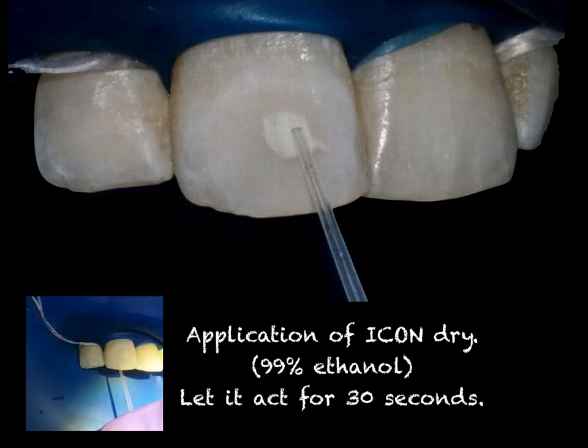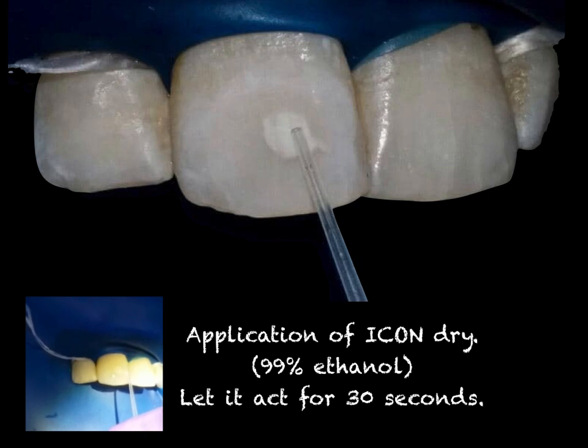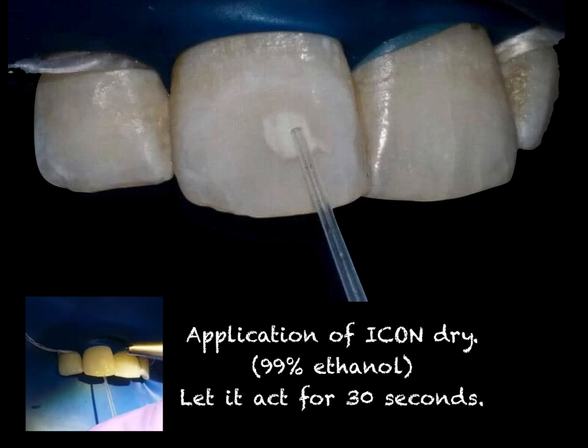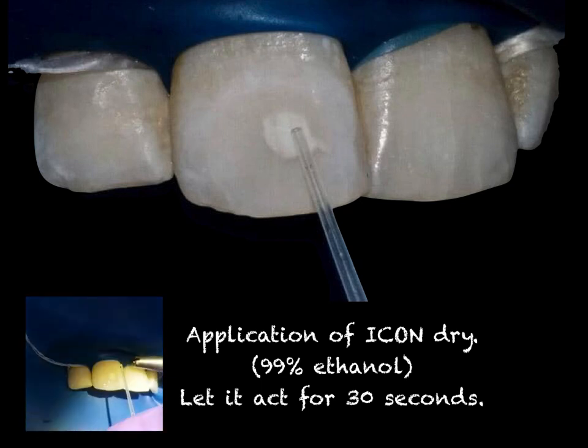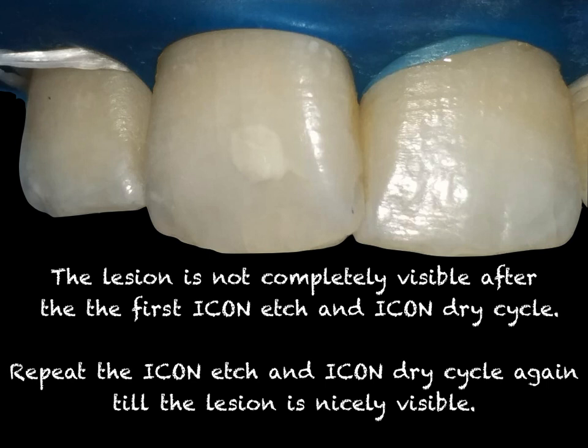Then comes the second step, which is the Icon Dry, 99% ethanol, to dehydrate and expose the surface completely. It's available with a small tip. We just have to apply onto the tooth and let it just act there. Make sure if there's any excess, it is removed with the help of a suction device. The idea of doing etching and dehydrating is to make sure that the lesion is completely visible. But as we see on the screen right now, the lesion is not completely visible and looks as if it's covered with some demineralized area on top. If that happens, we need to repeat the etch and dry cycle.